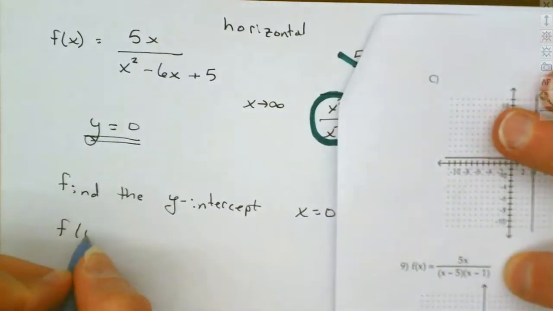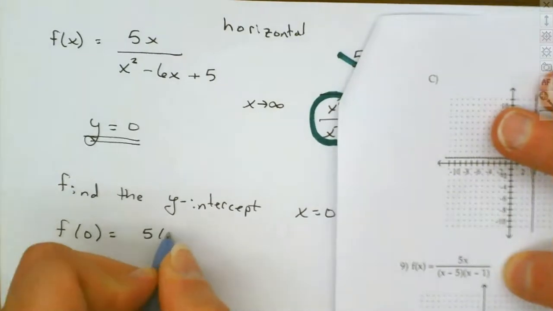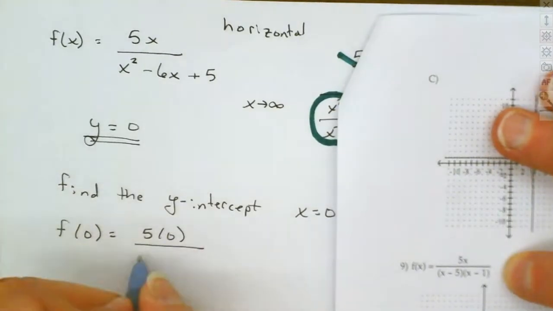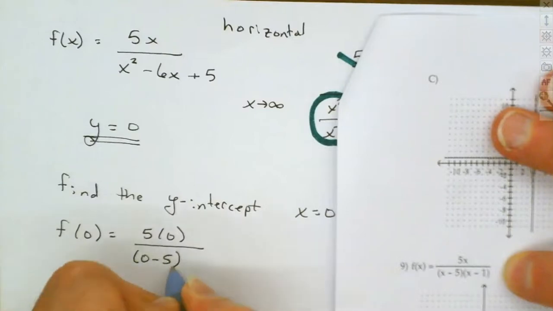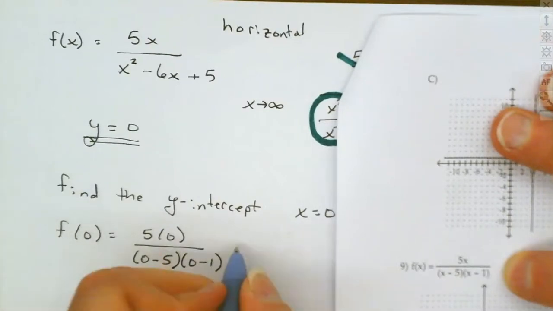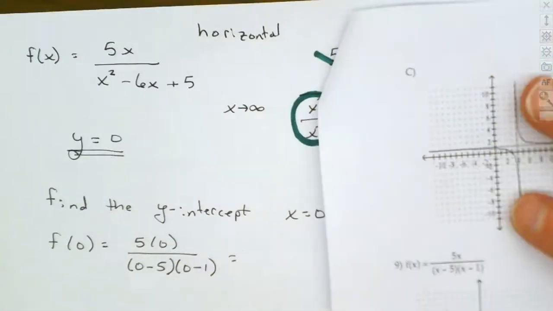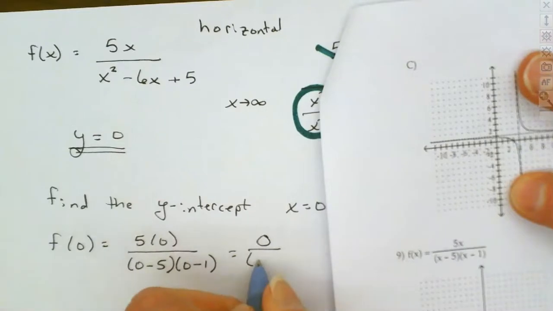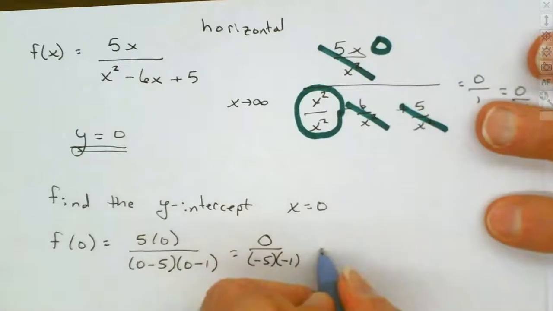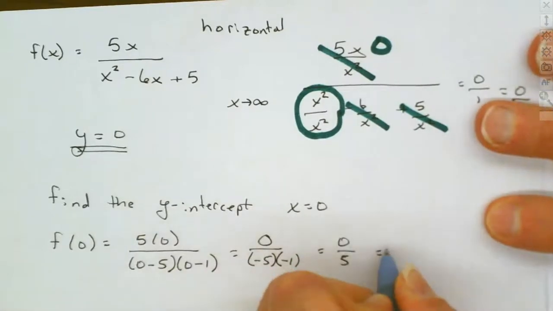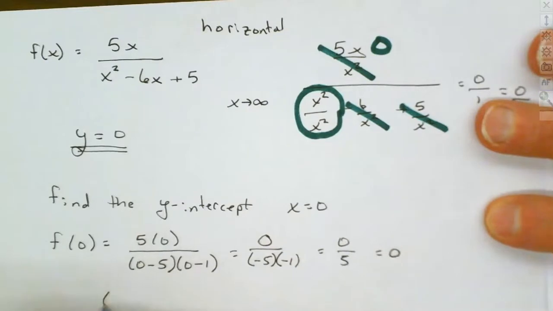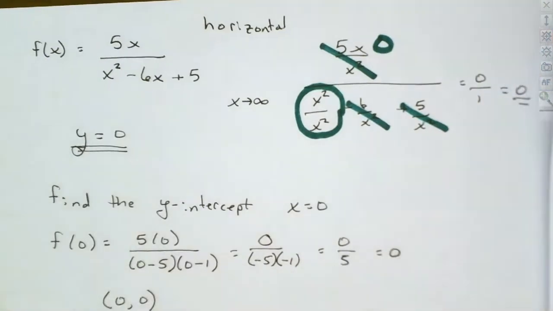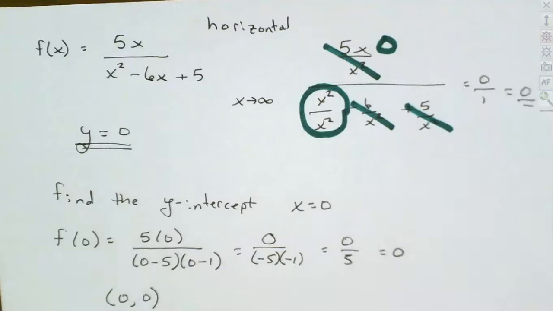So f of 0 would then be 5 times 0 over 0 minus 5, 0 minus 1, and that then gives you 0 over a minus 5 and a minus 1, which is then 0 over 5, which is then 0. So what's my y-intercept? 0, 0. Okay, does that take care of any of the choices? No, it doesn't, does it?